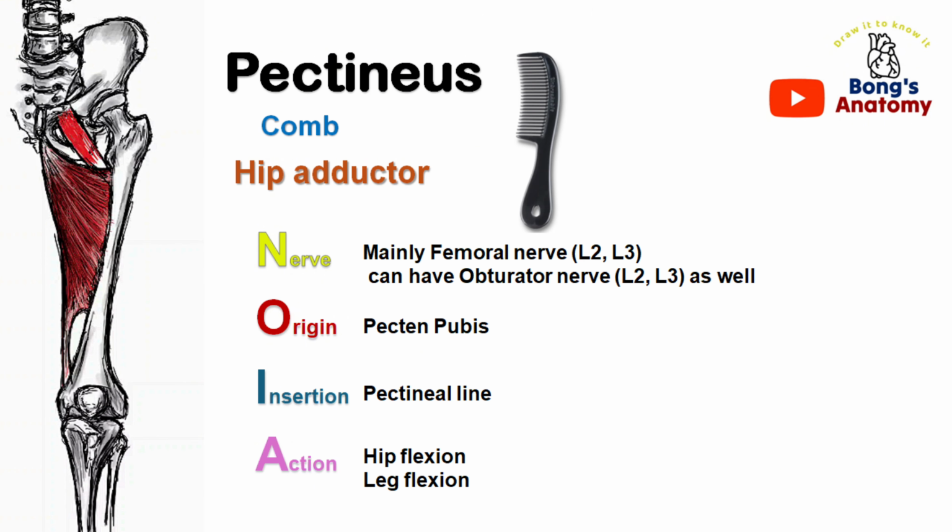Pectineus means the comb for your hair, and is mainly innervated by the femoral nerve, but can also be innervated by the obturator nerve. It originates from the pecten pubis of the iliopubic ramus and inserts into the pectineal line of the femur, functioning as hip flexion and leg flexion.